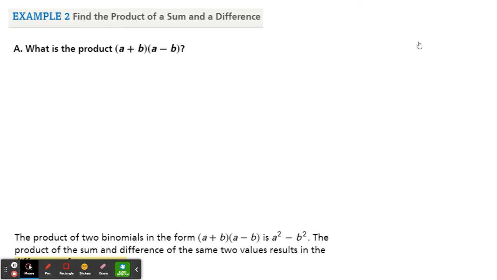All right, Algebra, welcome back to video 2 for lesson 7.3. This is the more important one, so please pay close attention. What is the product of a plus b times a minus b?